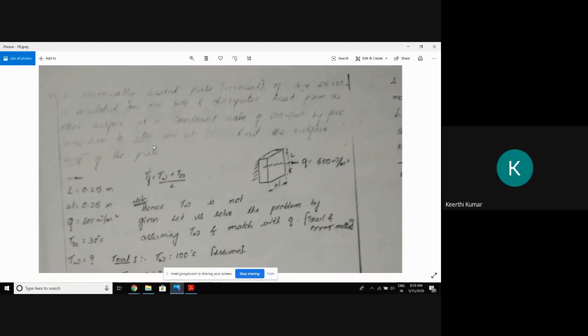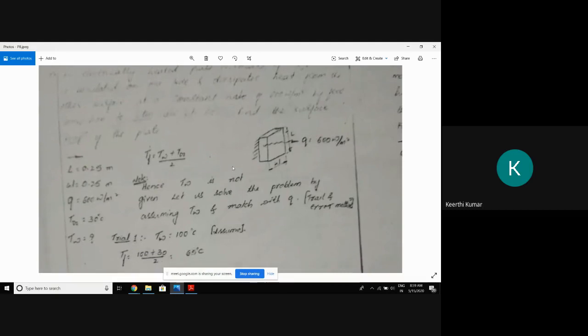Find the surface temperature of the plate. So he is asking to find the surface temperature of the plate, and by the given data, the fluid temperature or the surrounding air temperature is just 30 degrees.